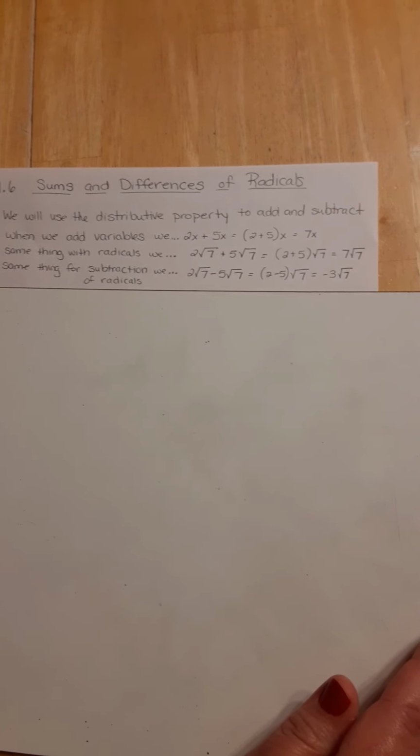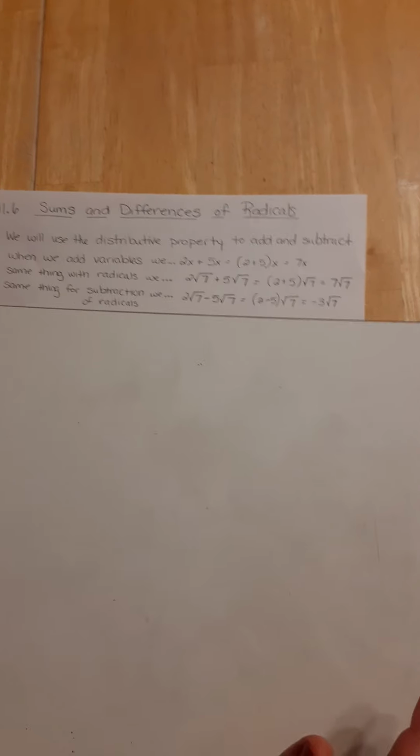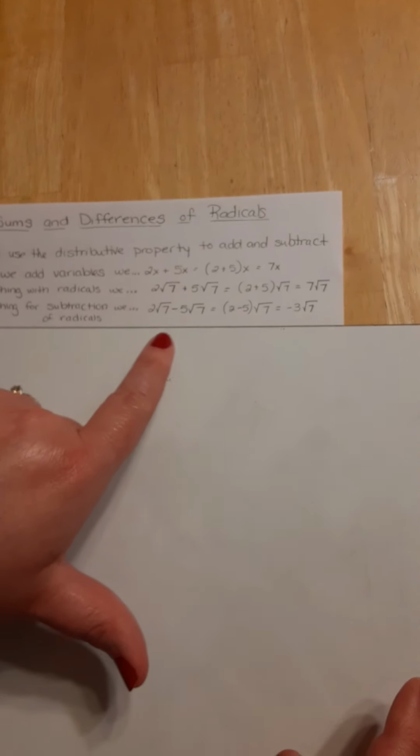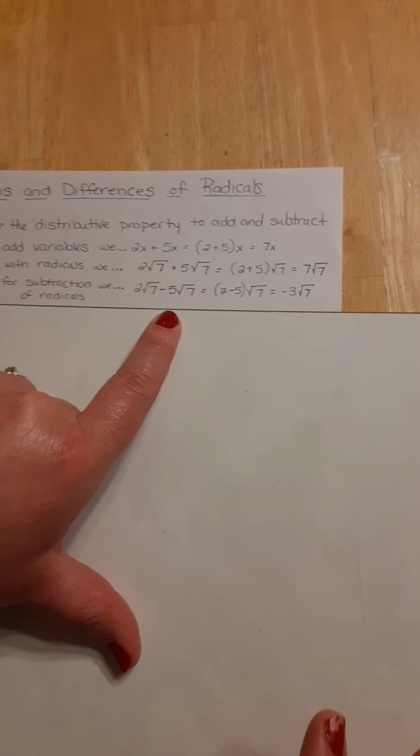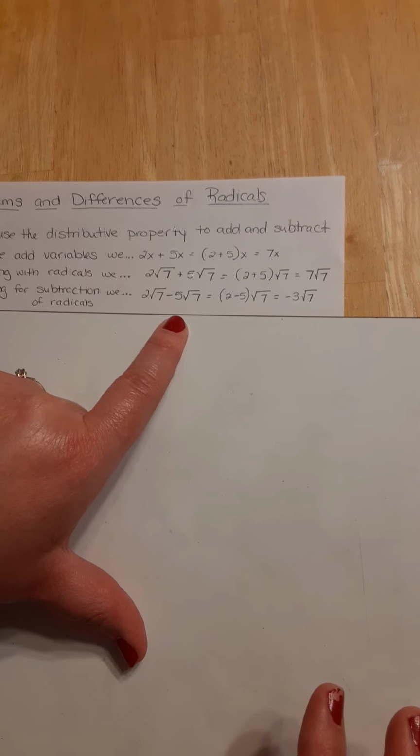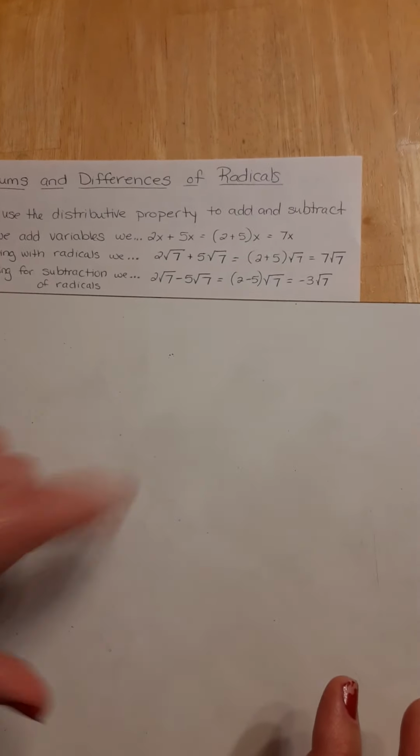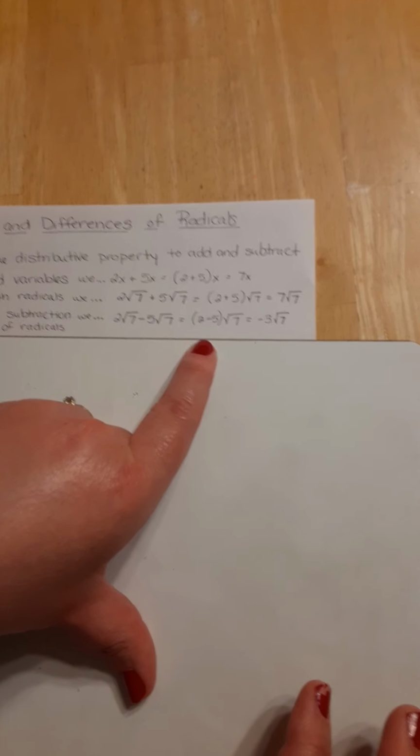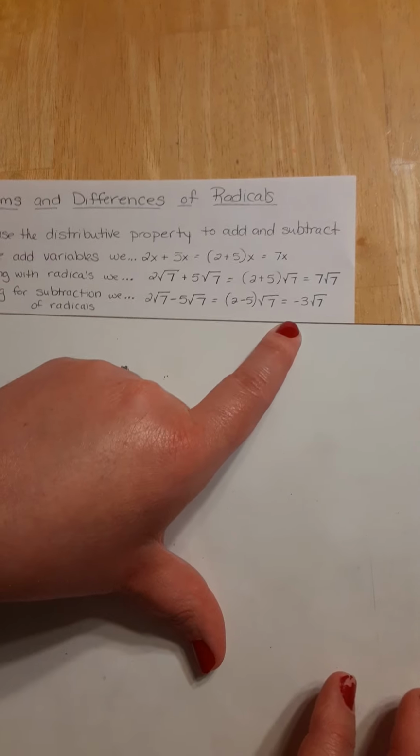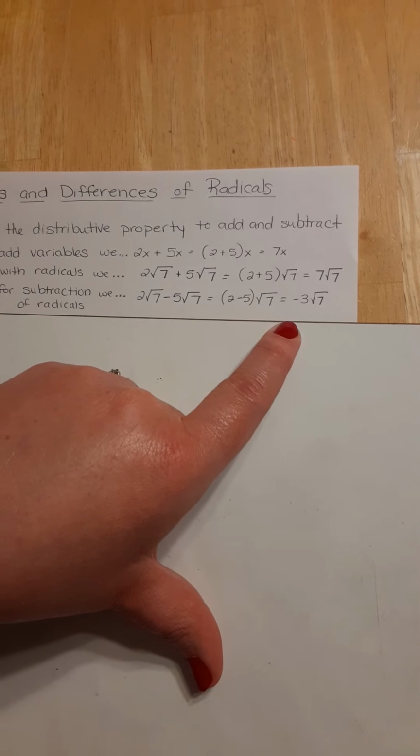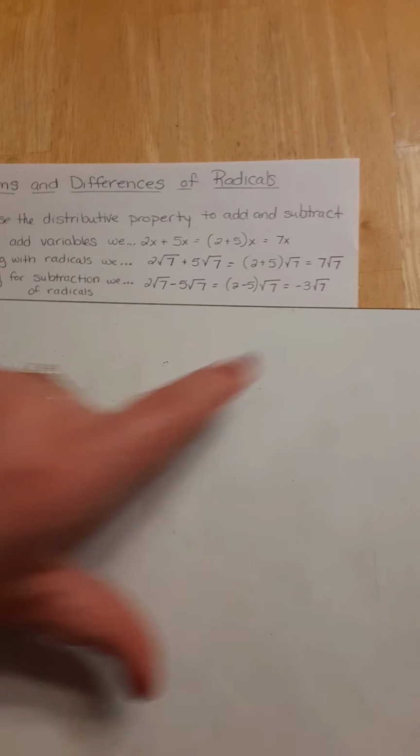We do the same thing when it comes to subtraction. We can only subtract radicals that have the same number underneath. We pull the coefficients out and just do what the sign tells us. So we have 2 subtract 5, which gives us -3, and then we attach the square root of 7.